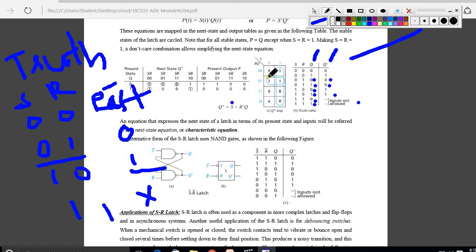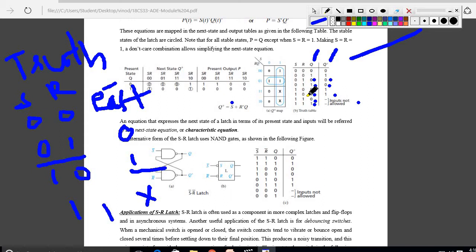If I group these two, what is the left out thing? S will go, 0 and 1 will go, so only R bar and Q remain. So Q plus is S plus R dash Q. This is your expression for the SR latch. If you want to get your present value, this is the expression. I need to say this is the next state equation or characteristic equation.